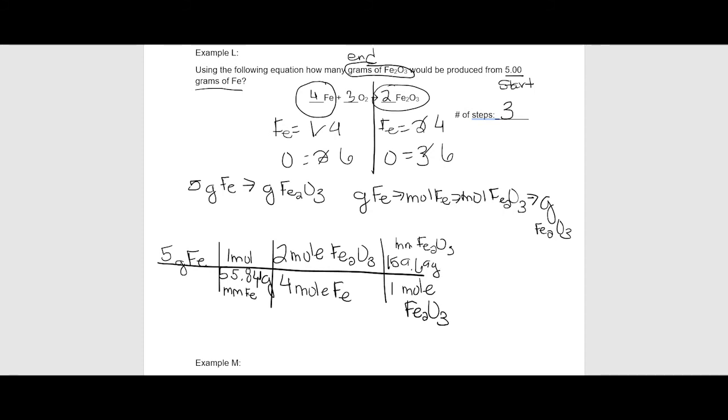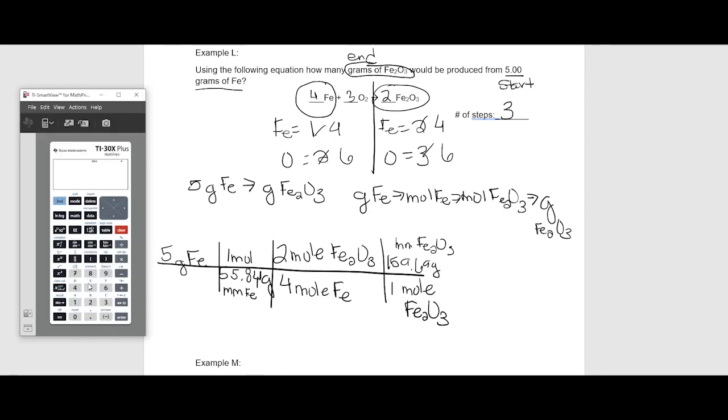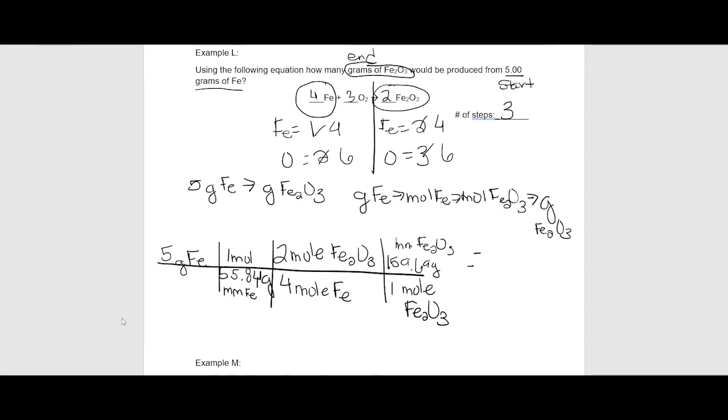I'm going to pull up my calculator now, and I'm going to actually plug in all of this. So 5 times 1 times 2 times 159.69 divided by 55.84 divided by 4 divided by 1. And that gives me 7.15 grams. That is going to be my final answer.